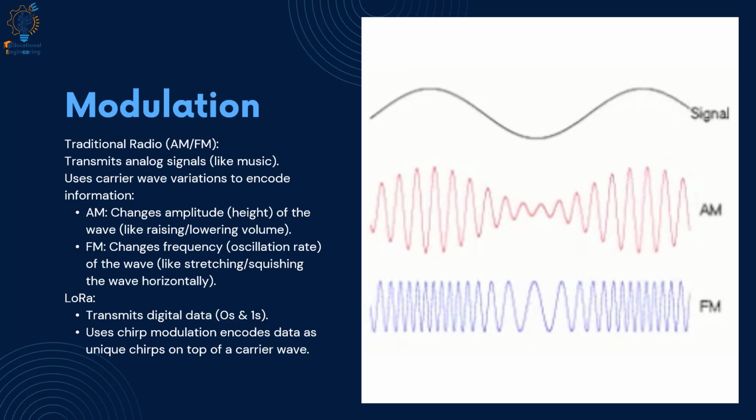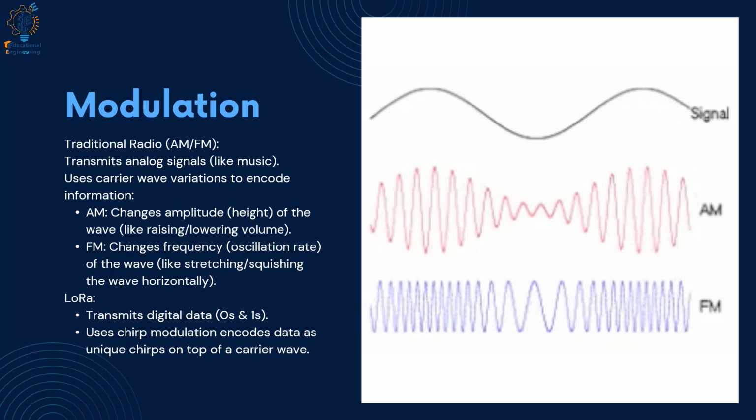In LoRa's case, chirp modulation takes these digital bits and transforms them into unique chirps. Each chirp represents a specific combination of ones and zeros, or symbols. We will see that later. These chirps are then sent one after another on top of the carrier wave. This combination of digital data, encoded as chirps and a carrier wave, forms the heart of LoRa's communication method.